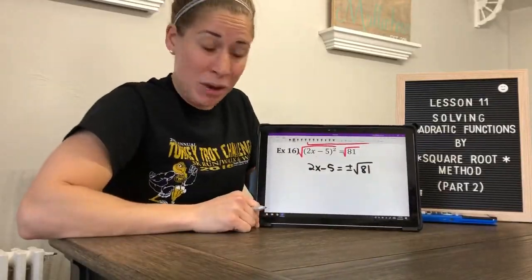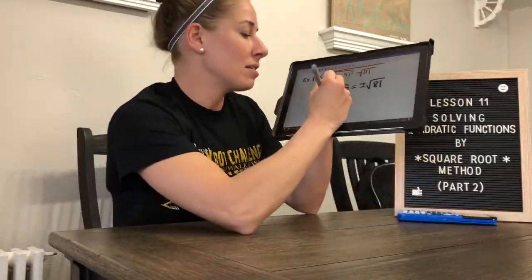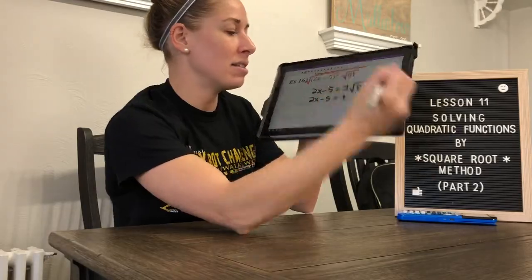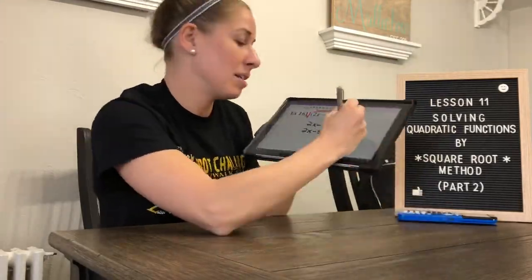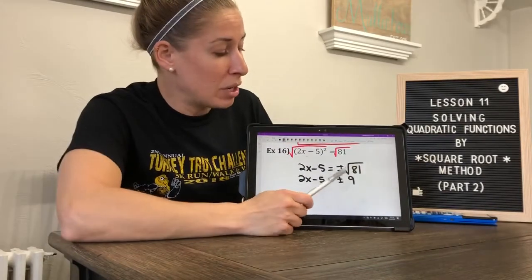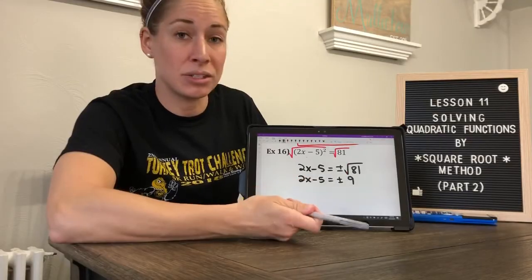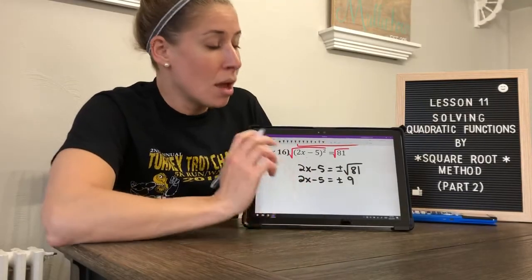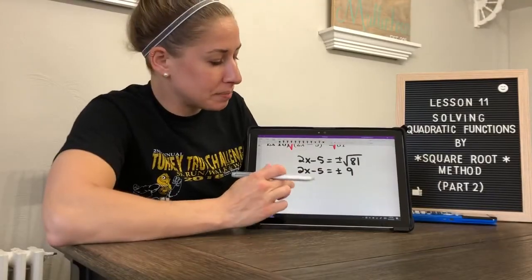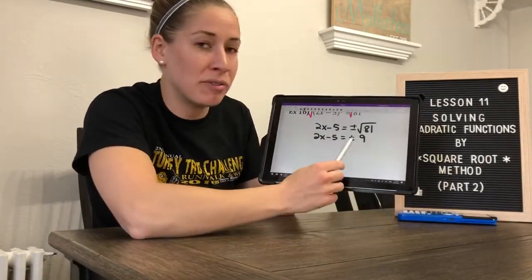What's special about 81? It's a perfect square. So 2x minus 5 equals plus or minus, and then the square root of 81 is 9. All right, so what you should notice about this one, we no longer have a radical. That's good, because now our answer is rational instead of irrational. But kind of a twist on how to solve this. You don't add 5 to a plus or minus 9. Okay, remember that's two different numbers.